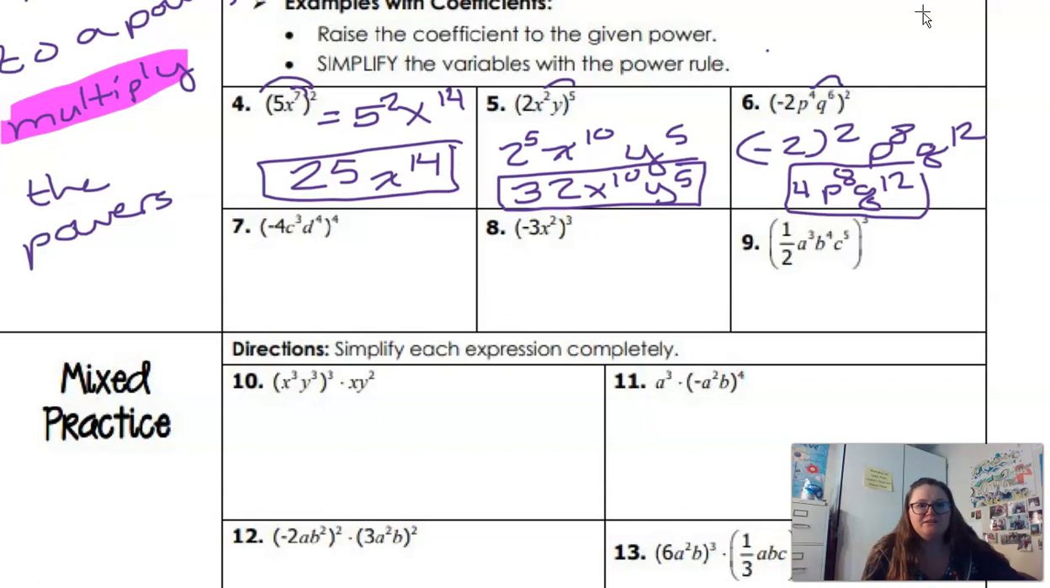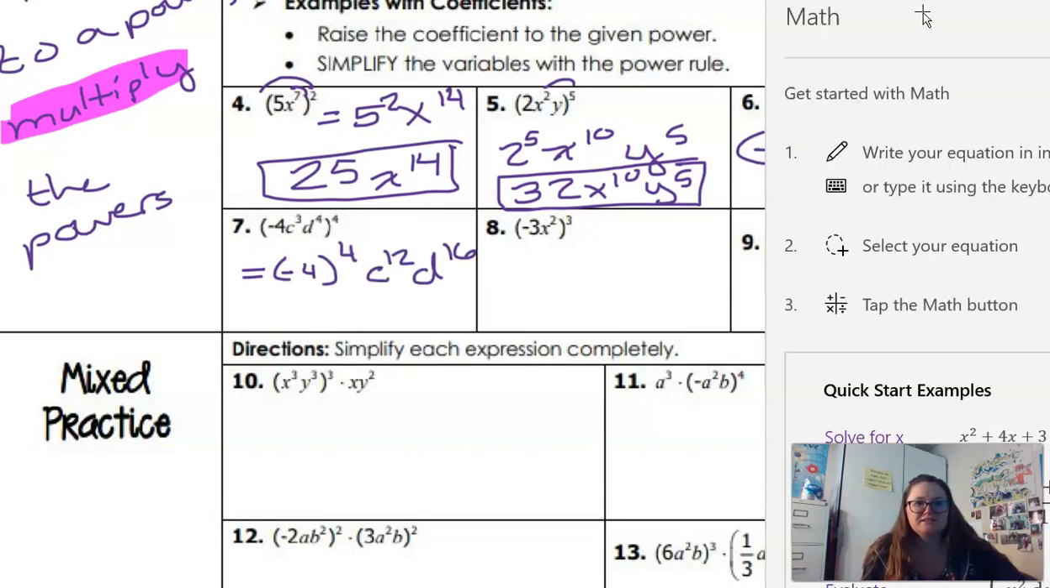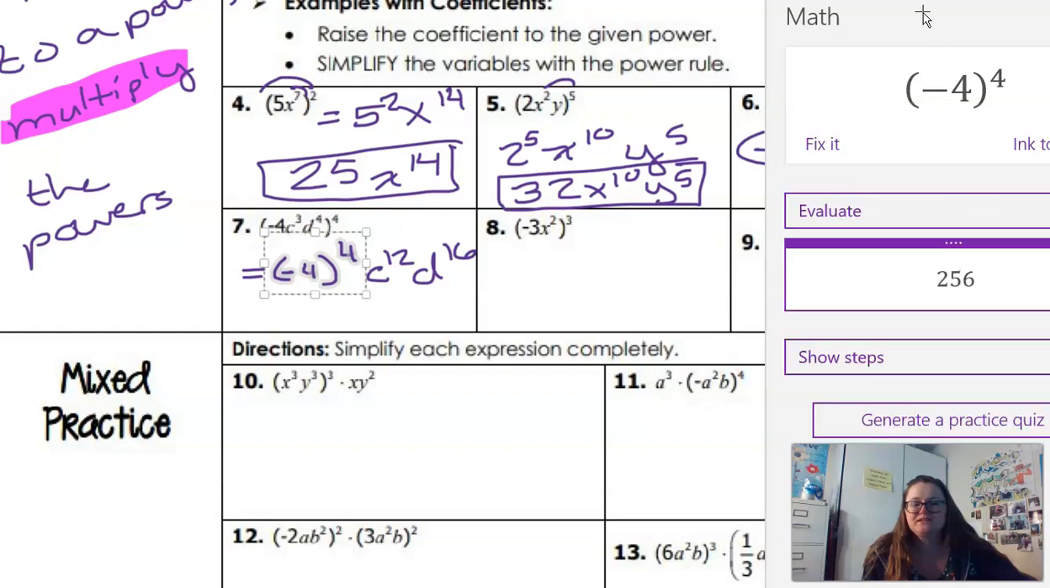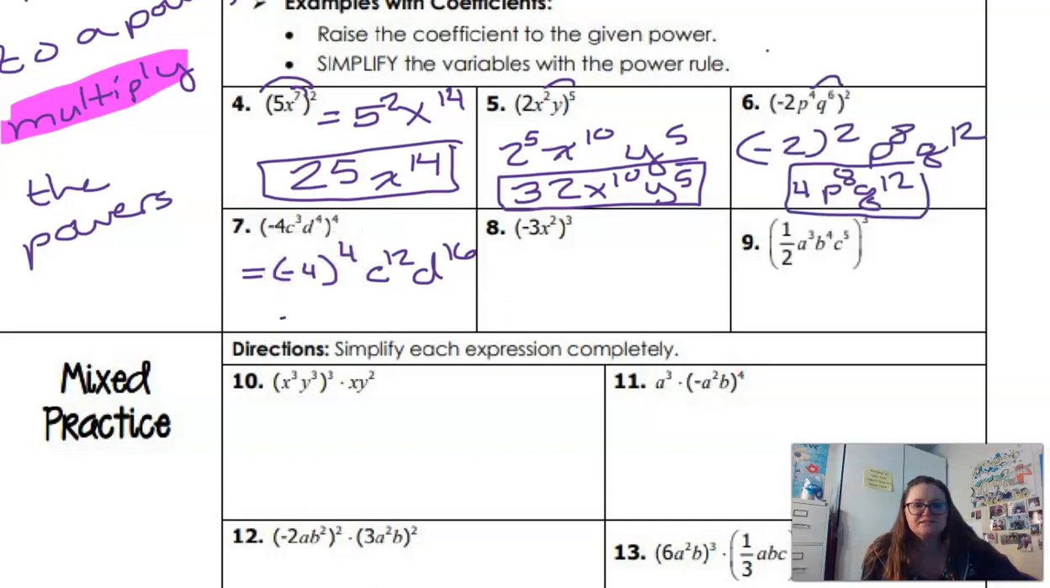Okay, now we have negative 4, c to the 3rd, d to the 4th, all to the 4th power. So I want you to hit pause right now, and I want you to attempt this problem. And then when you hit play, you'll get to see me do it and see if you did it right or not. So here's what I get. So I got negative 4 to the 4th, c to the 12th, and negative 4 to the 4th, evaluated, is 256. Okay, yeah, didn't have that one memorized. This is 256, c to the 12th, d to the 16th.